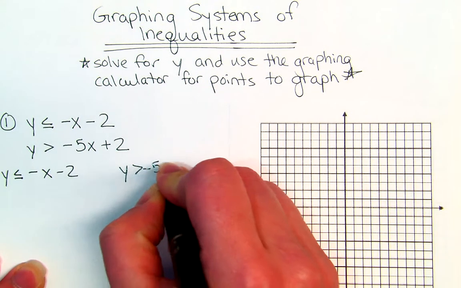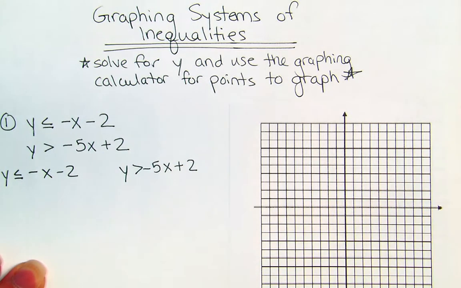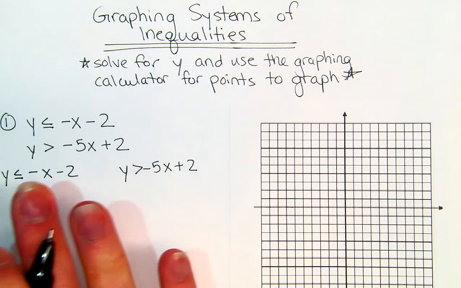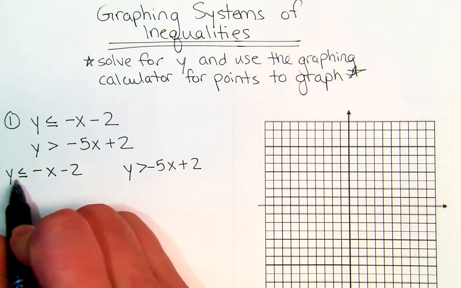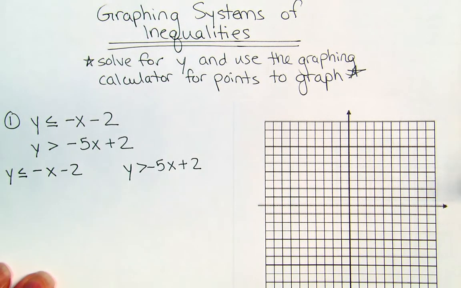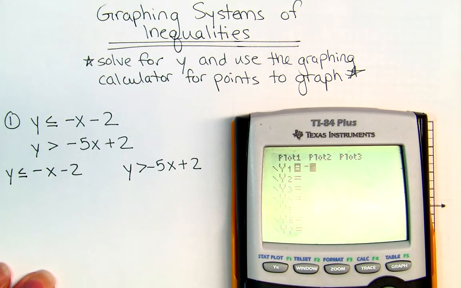because when I graph, I want to focus on one at a time, and then the second one winds up overlapping a section of the first. And that's basically the point. That's what we're trying to find. So, first things first, the first inequality is already solved for y, so I'm going to go straight into the graphing calculator, and I'm going to type in the right side of the inequality.